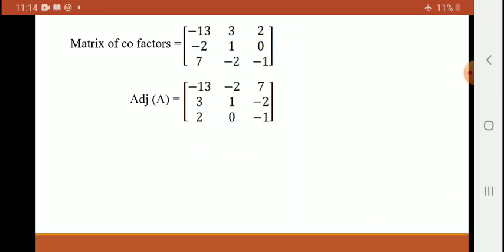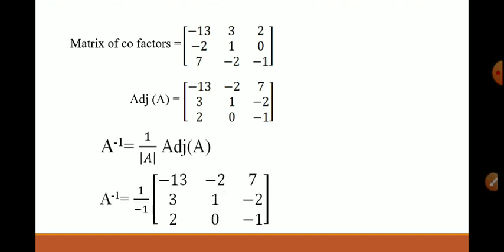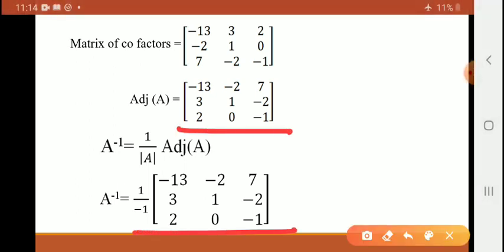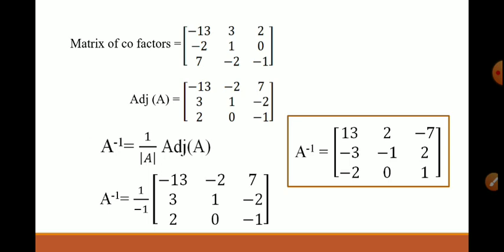Okay, adjoint. Now A inverse is equal to 1 upon determinant of A into adjoint of A. So the determinant is minus 1. So 1 upon minus 1 into this adjoint. Okay. So 1 upon minus 1 is minus 1. So multiply each element of this matrix by minus 1. So A inverse is equal to this. Each element is multiplied by minus 1, so the value does not change, only the sign has been changed. Okay. So this is the inverse of a 3 by 3 matrix using the adjoint method.